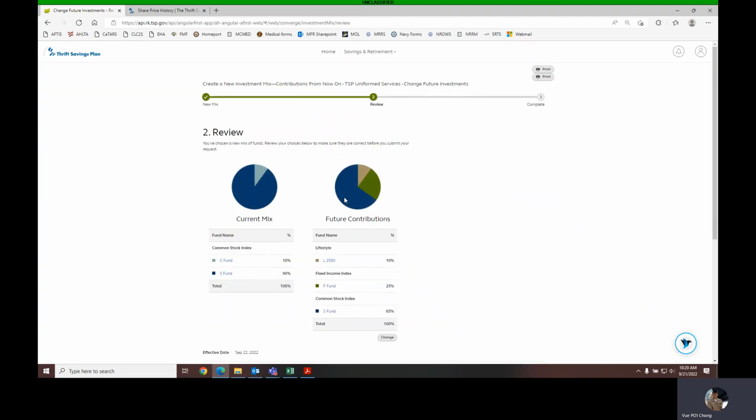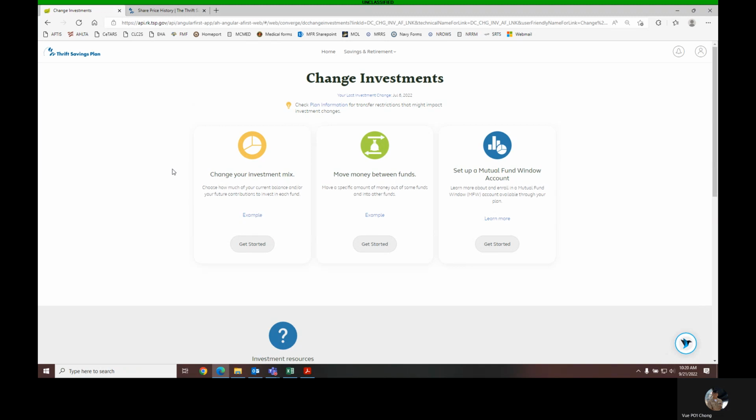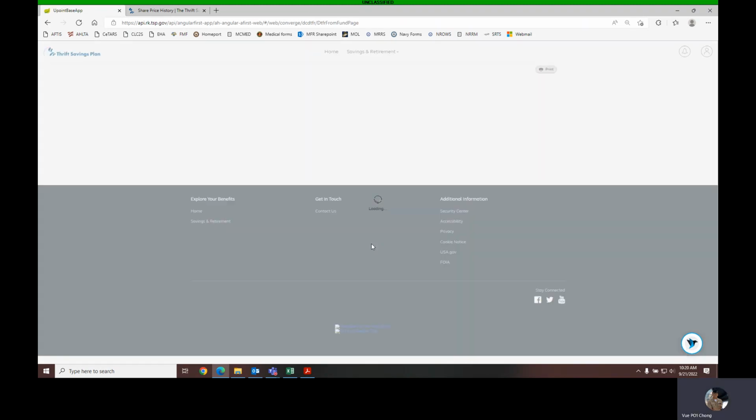You'll see that your current mix is different from your future contributions, right? That's if you want to buy more 2050, more F and S funds than what you have now. And you hit submit. This leftmost one is what you're going to pretty much do for an interfunds transfer and a contribution allocation. This middle one is the same thing, except it's more specific. So if you want to click start, I'll show you what I mean.